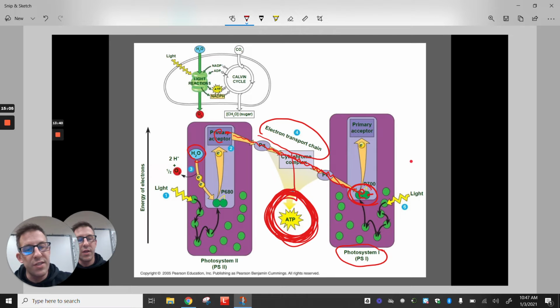And they use that energy to make ATP, all right? So at this point, the electrons are low energy again. They need to be energized a second time, and that's what we see happen here.